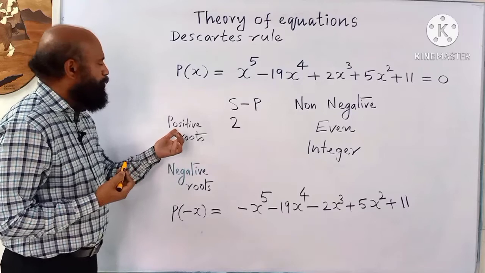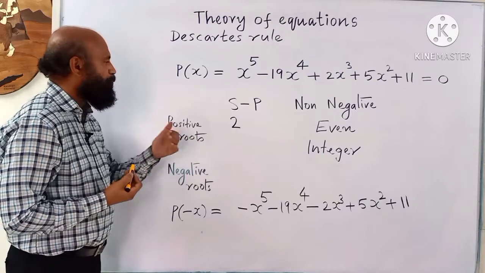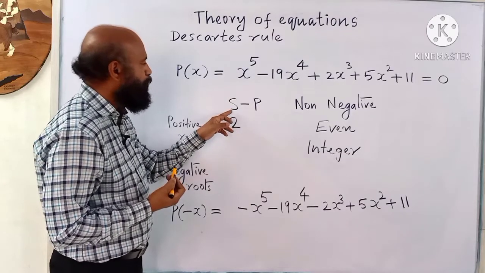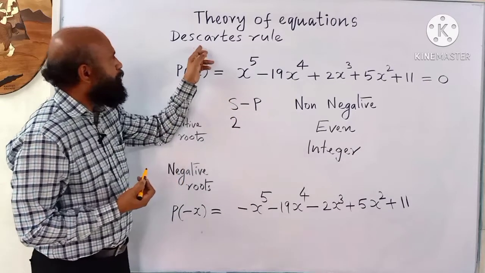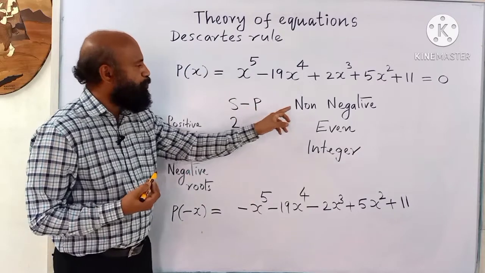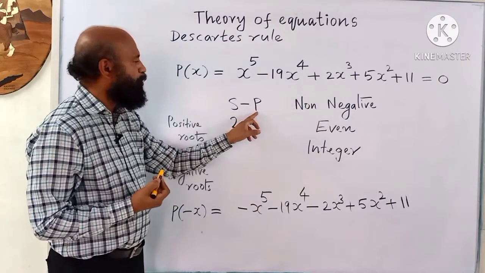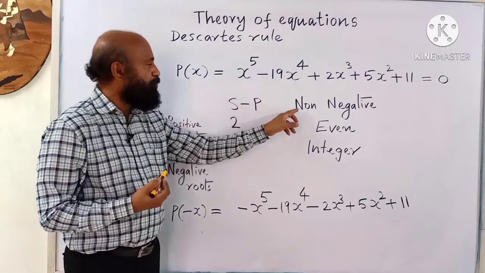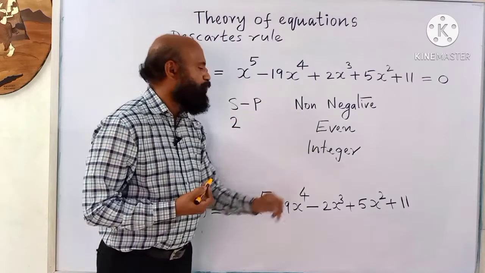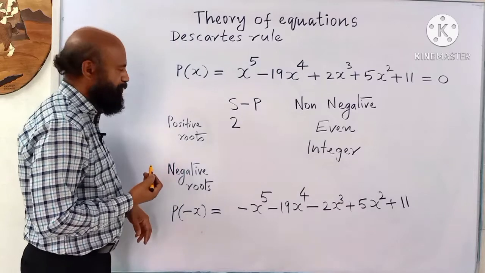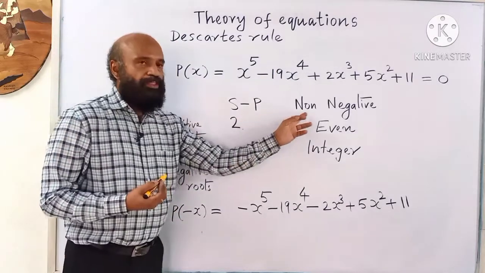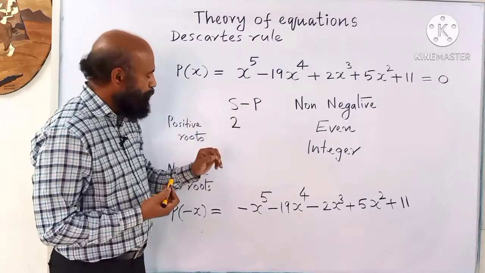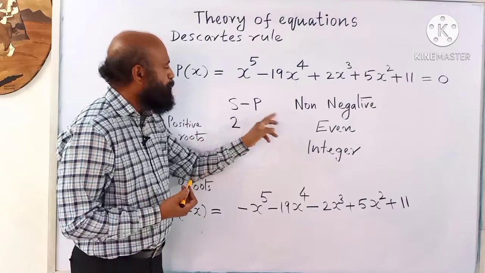So the number of positive roots cannot be more than the number of sign changes, because as per this Descartes' rule, s minus p should be non-negative. That means p cannot be more than s. If p is more than s, it will become negative. So it is non-negative. Then one more thing, it should be an even integer. So the number of positive roots cannot be more than 2, and s minus p should be even.